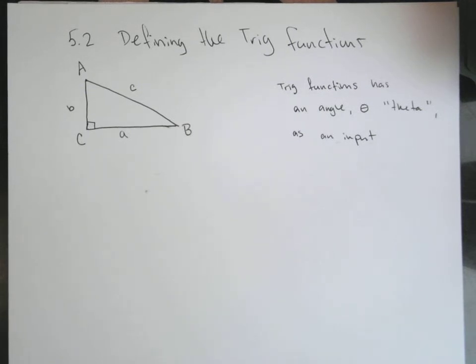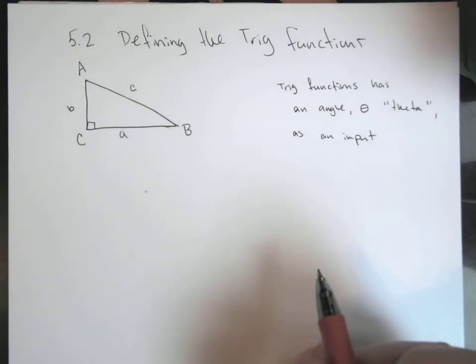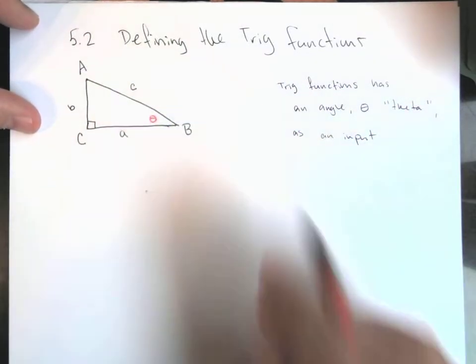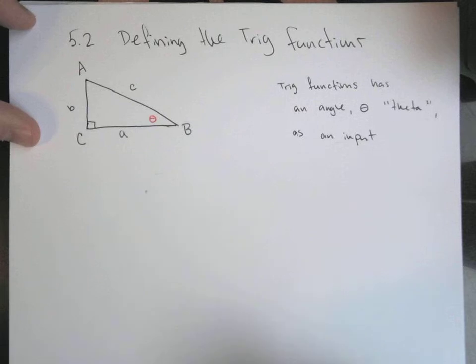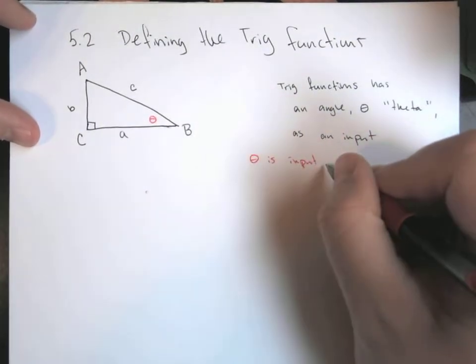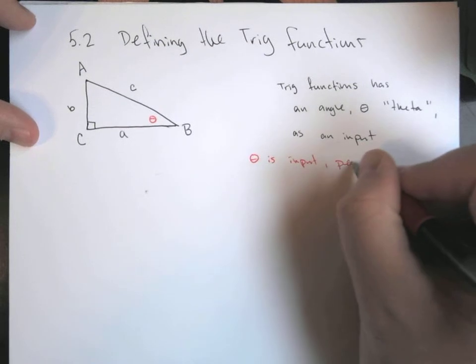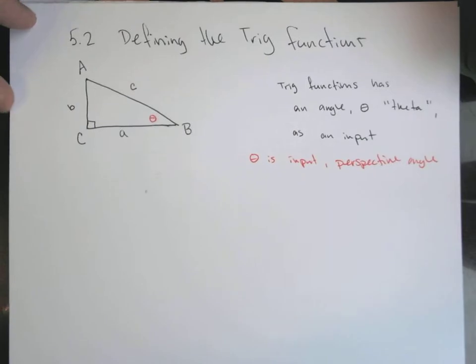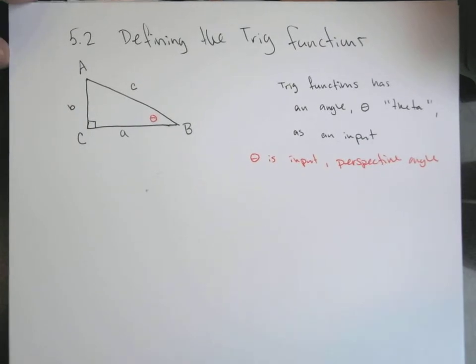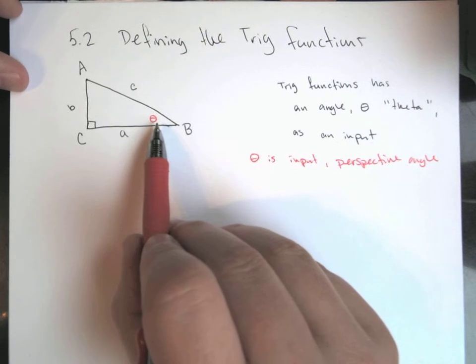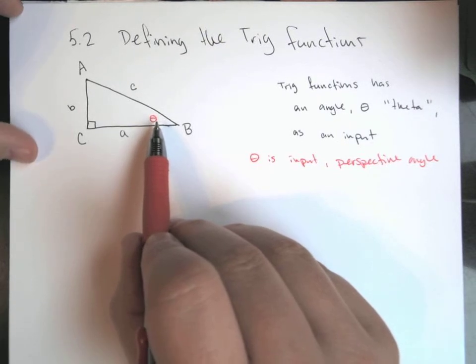So what we need to do then is decide on an angle to use here as a reference angle or a perspective angle. I'll pick the angle down here in the corner, just to get started. That's a little bit easier to work with. So theta is the input, and in the triangle, it's our perspective angle. So we're going to be looking at this triangle and labeling all the sides from the perspective of this corner, corner B. So that's going to be our theta. So we need to label the sides.